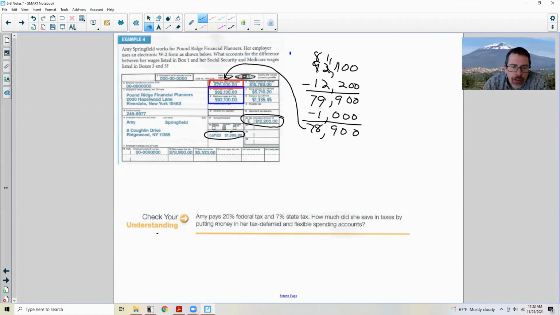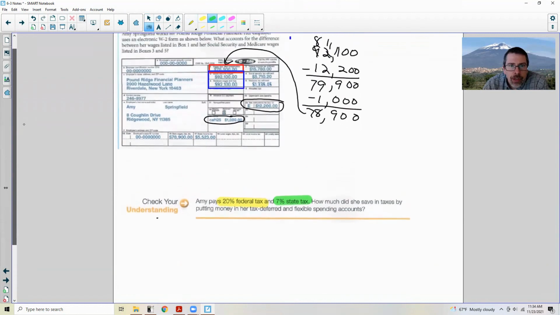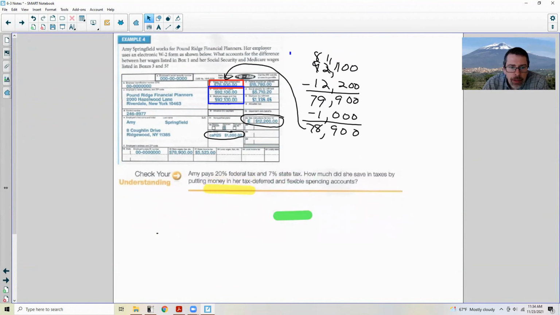Okay, so it says, check your understanding. Amy pays 20% federal and 7% state tax. How much did she save in taxes by putting money in her tax deferred and flexible spending account? So in other words, let me move this all up. And that's my 20%. There's my 7%. There are my notes. There's my highlights. And now let's answer this question.